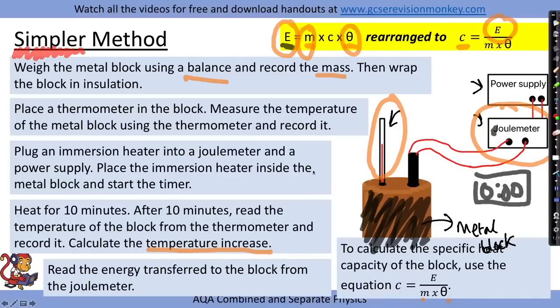Now I'm going to move on to a more difficult method that doesn't use a joule meter, which uses a couple of equations to work out the energy transferred to the block. So if you're comfortable with this method, that's great. You can skip to the next required practical. If not, you might want to listen up to the more difficult method, which is coming up straight after.